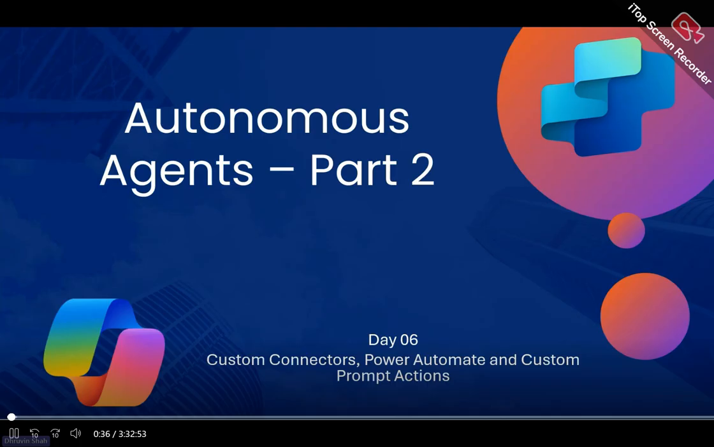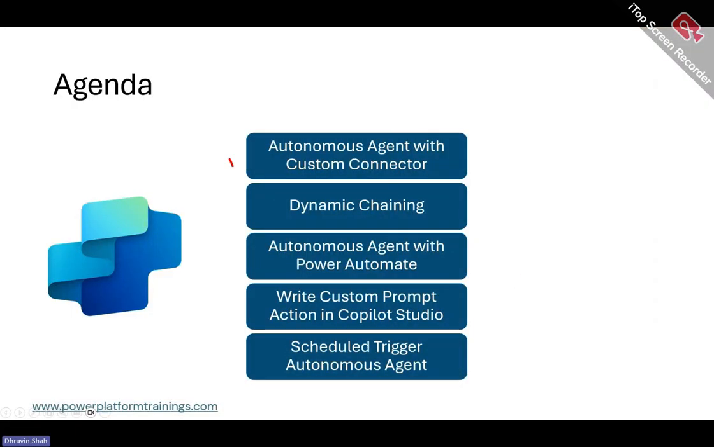Sometimes there is a need where we need to connect the external APIs, third-party endpoints. So how you can build the autonomous agents with those, that's something we will look at in the first use case. After that, we will be talking about one of the interesting concepts in the Copilot Studio called dynamic chaining. So what is dynamic chaining? What are the things you can achieve with dynamic chaining, and what kind of prompt you can use for dynamic chaining? We'll talk about that with the example.